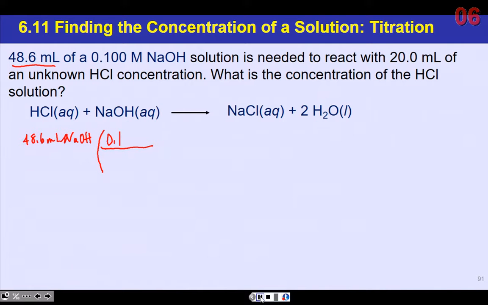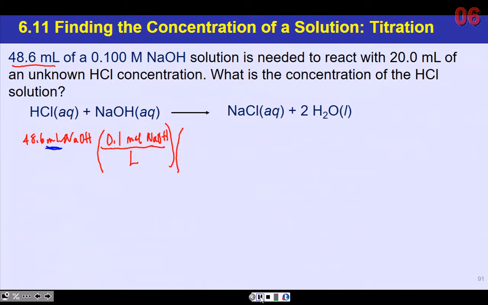0.100 moles of sodium hydroxide per liter. And no, the units do not cancel yet, but we'll be okay in a second. You'll find out in this example. So that would give us, if we had converted the milliliters to liters, moles here. In the long run, this is going to work out.